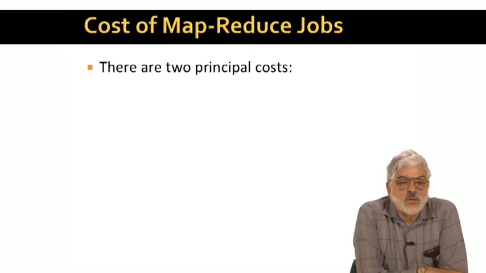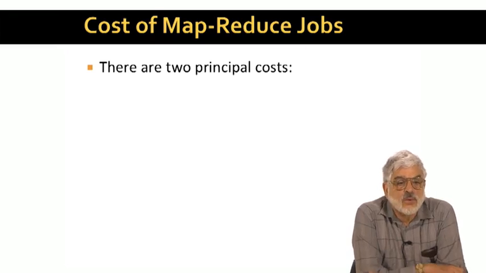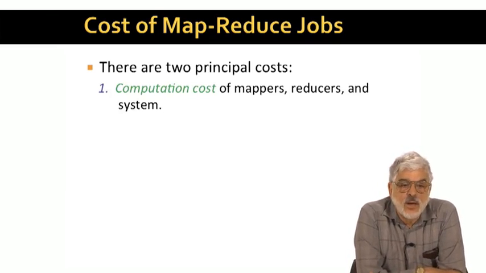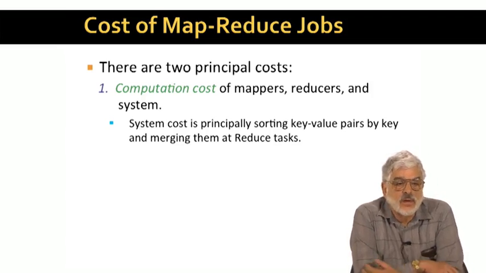When we run a MapReduce job on a public cloud like EC2, we pay for two things: rental of processors or compute nodes, and the transportation of data across the network. Different clouds may have different charging schemes, but we can still separate the two costs into a computation cost of executing the mappers and reducers plus the computation done by the system. The system does many things, including the management of tasks, but the heaviest computation cost associated with the system is the sorting of key-value pairs by key and merging the values with a common key that are generated by different map tasks.